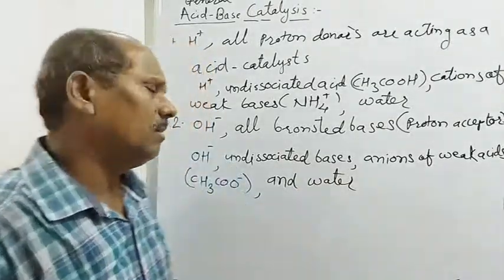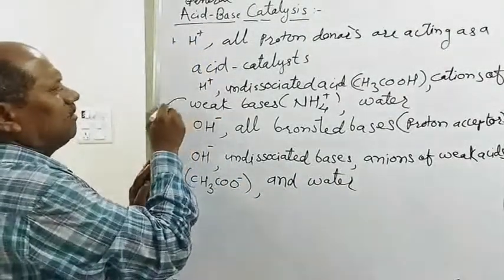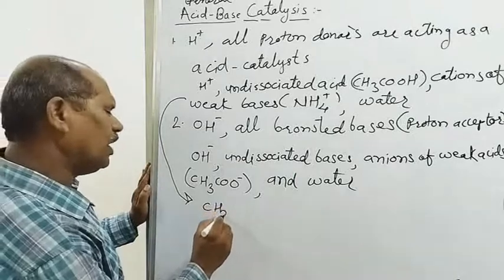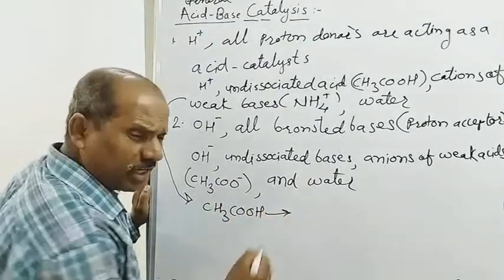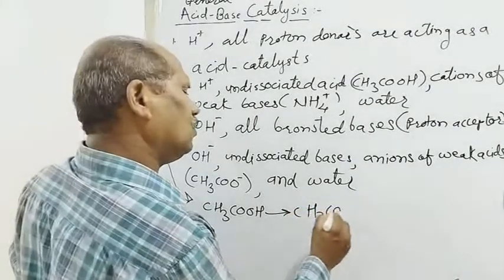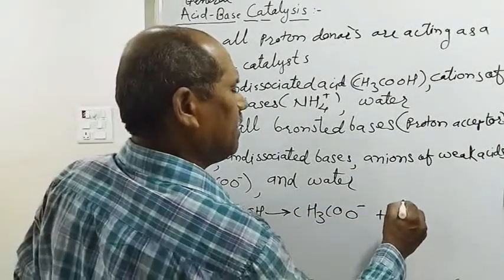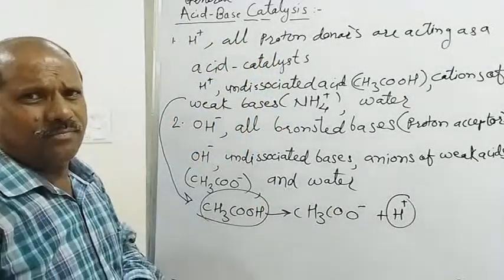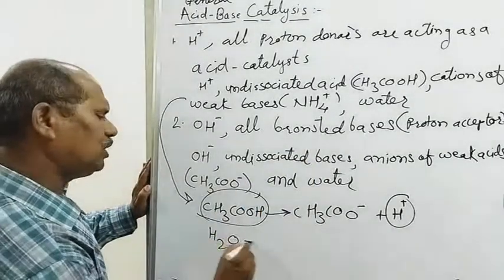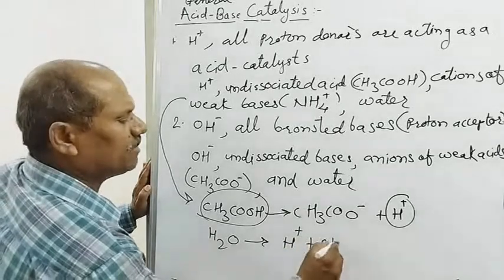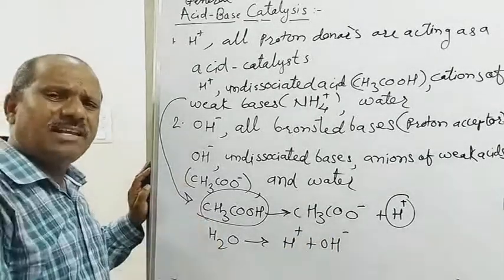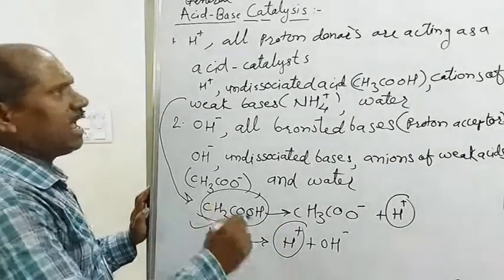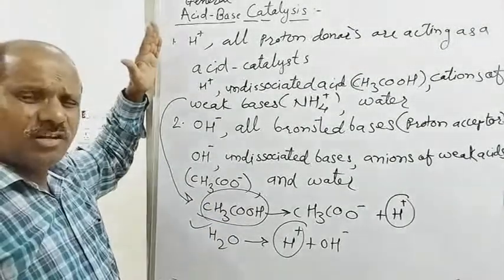Means what? In the case of first, undissociated acids, that is CH3COOH, dissociating and forming CH3COO minus plus H plus, means this is acting as a proton donor. What about H2O? H2O dissociates into H plus plus OH minus ion. Hence, it is acting as a proton donor, and hence it is also acting as a Bronsted acid.